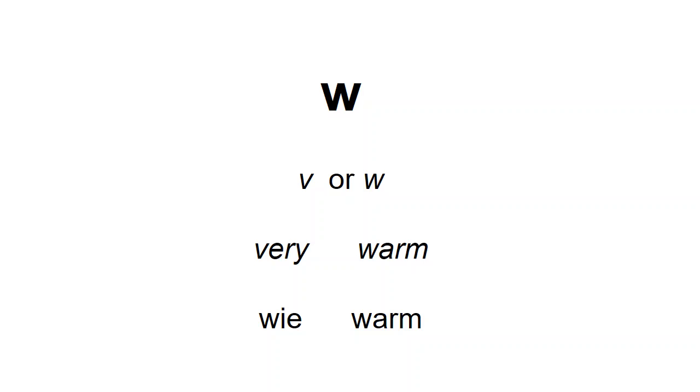W is also a bit tricky. A lot of times it's pronounced like the sound V, our letter V, or like our letter W. It kind of depends on the region of Pennsylvania or even the speaker. So sometimes it sounds like the V in our English word very, and sometimes it sounds like the W in a word like warm, or the Pennsylvania Dutch word warm. It depends on the speaker and the location, whether W is a V or a W.